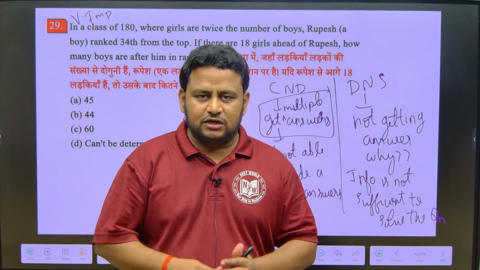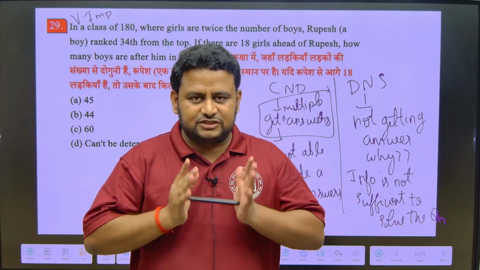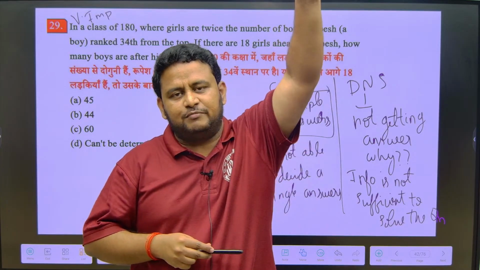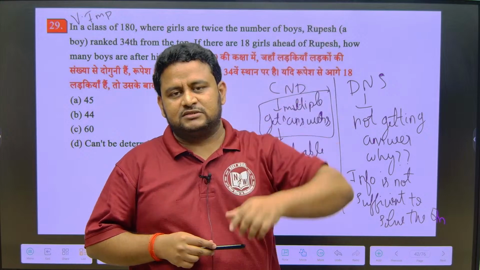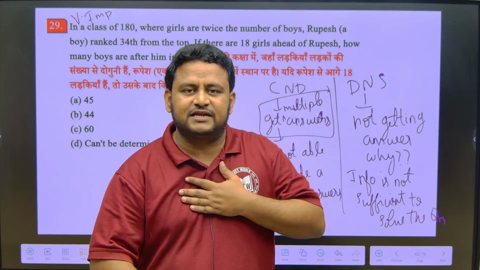In a total of 30 students, I am 16th rank. I am 16th rank means above me there are how many students? Above me there are 15 students. I am 16th rank means after me how many students are there? After me there are 14 students, correct?